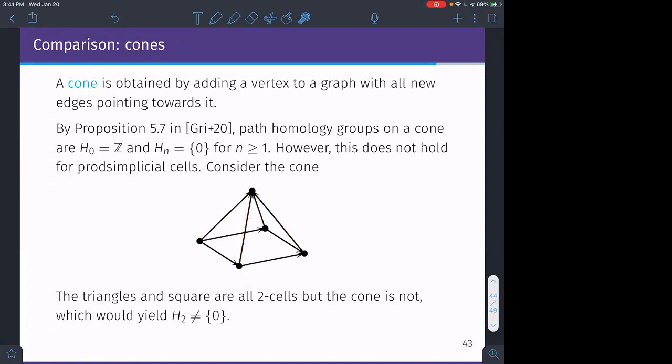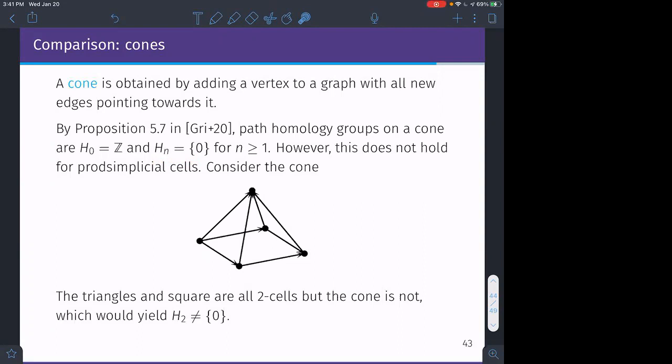In the paper where they explore path homology groups, they consider that the cone of something that is filled in, in my case the square, will have the same homology groups as the square. So it should also be trivial, starting with n equals 1.